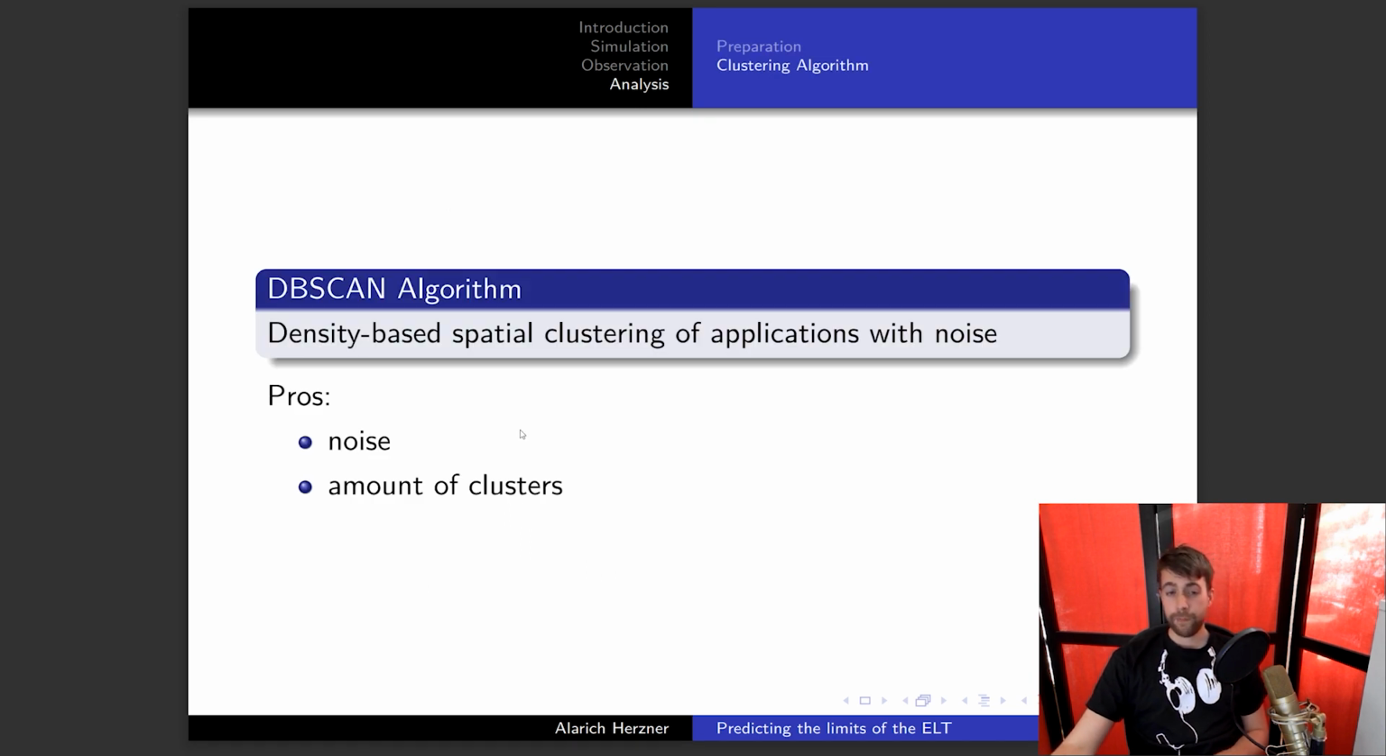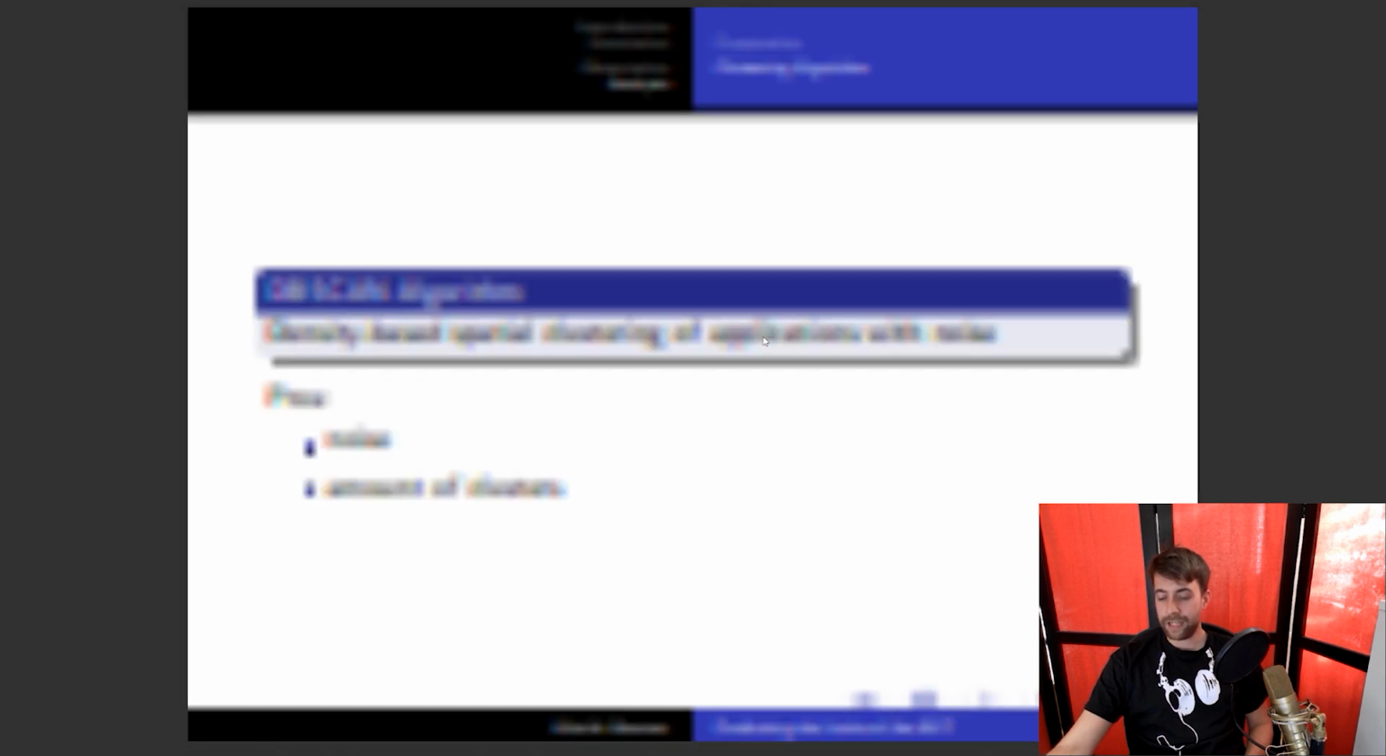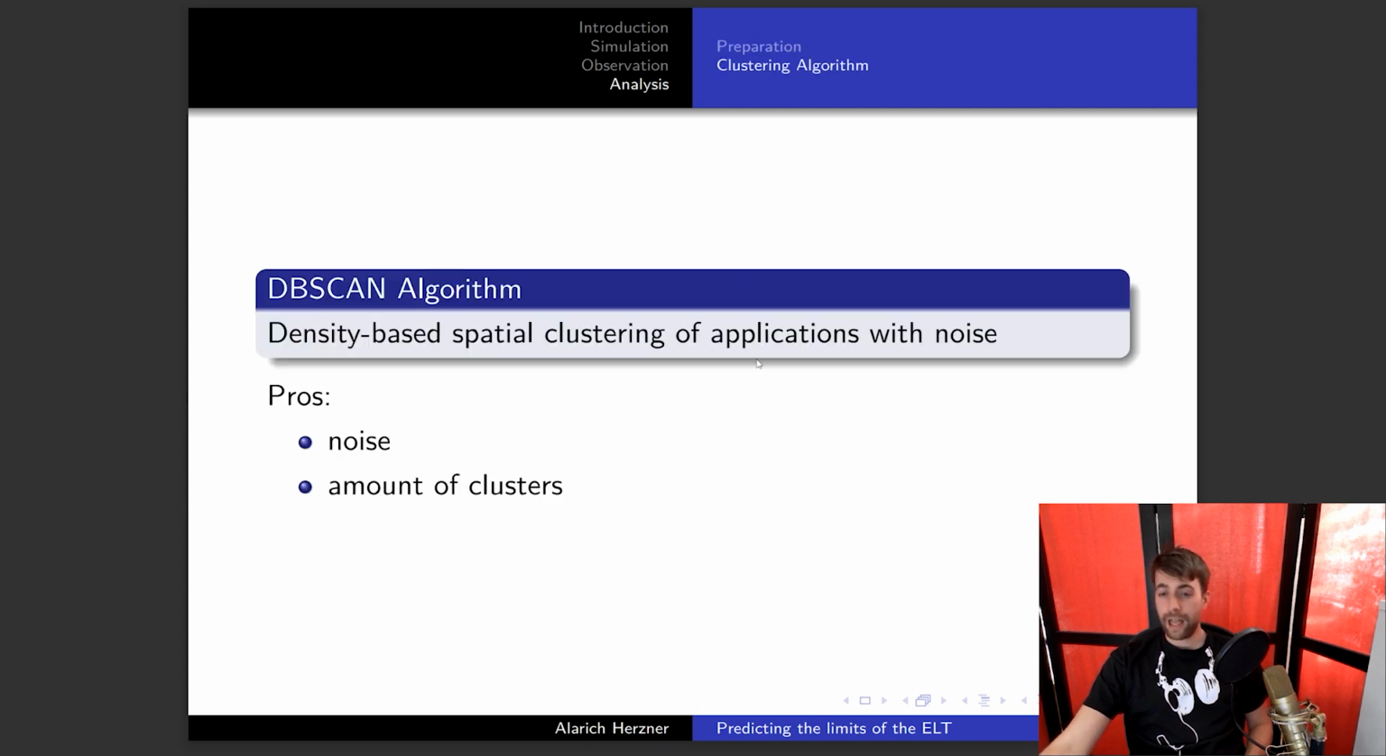So right, how to determine which stars are cluster stars? For that I use the DBSCAN algorithm. It's density based, right? Remember, here we have high density of velocities. So density based is definitely a good approach. And with noise. Noise in our case is any star which is not a cluster star, so any field star. Quite a nice algorithm. I can go into more detail about this algorithm in another video if you're interested.